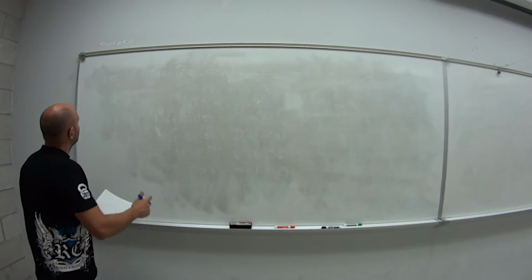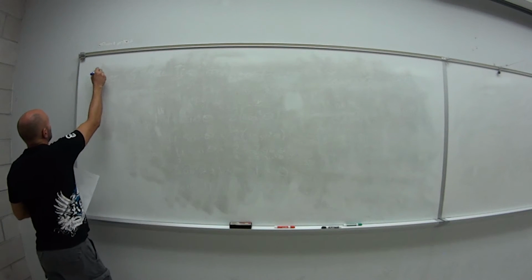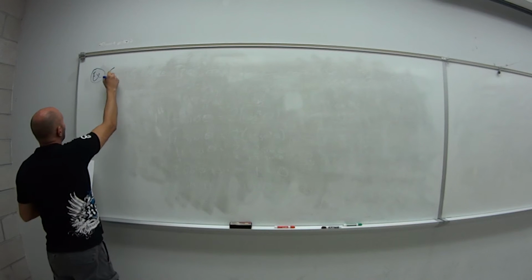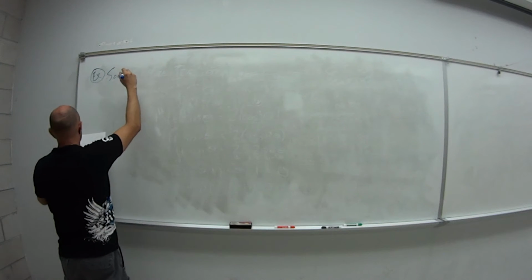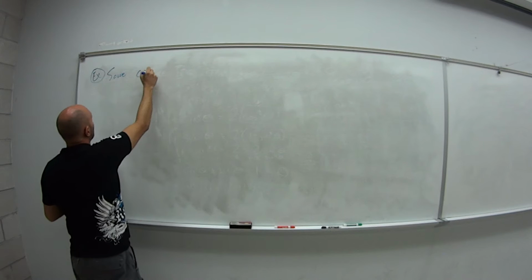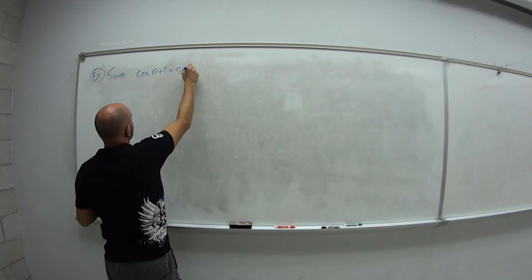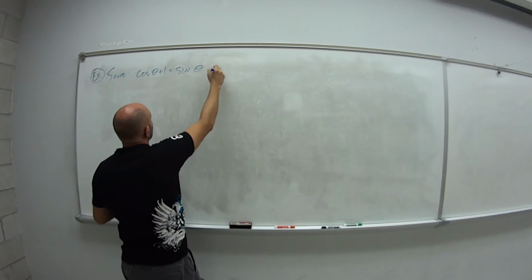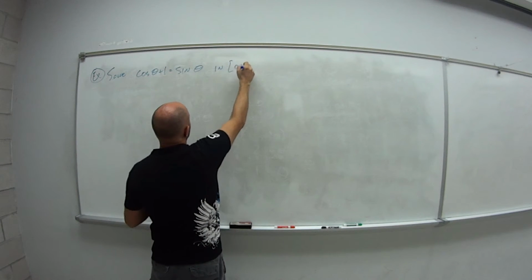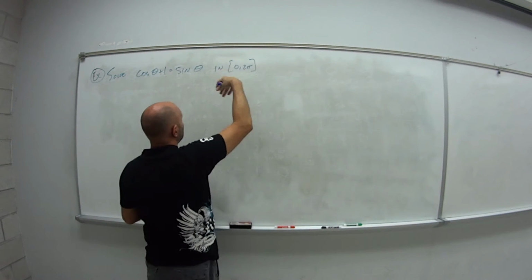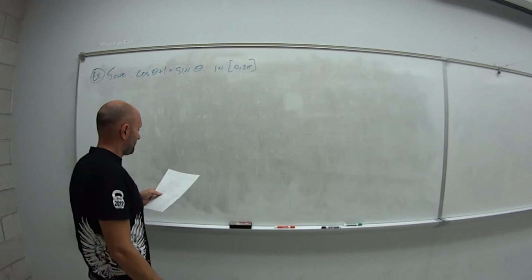Okay, so this next example, we want to solve cosine theta plus 1 equals sine of theta in the interval 0 to 2 pi, so just one time around the unit circle. What are the values there?